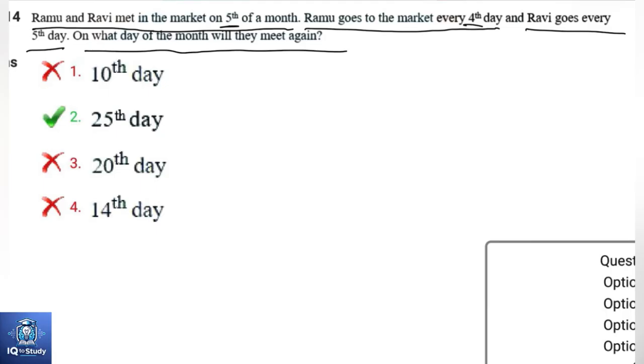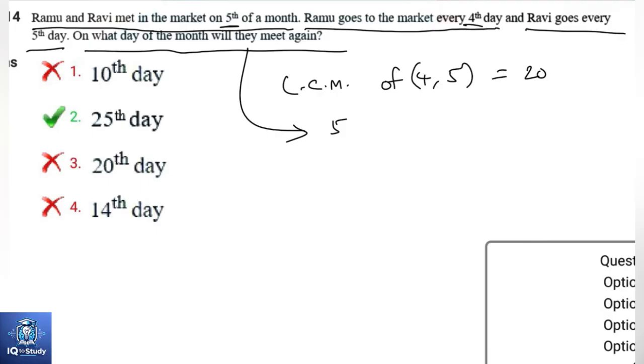Let's take LCM of 4 and 5. We know that LCM of 4 and 5 is equal to 20. So the date of the month they will meet again is equal to 5 plus 20, which is equal to 25. So 25th day. Option 2 is correct.